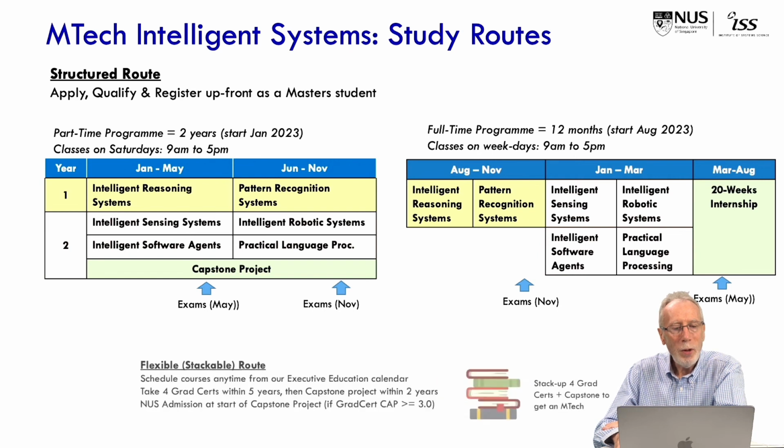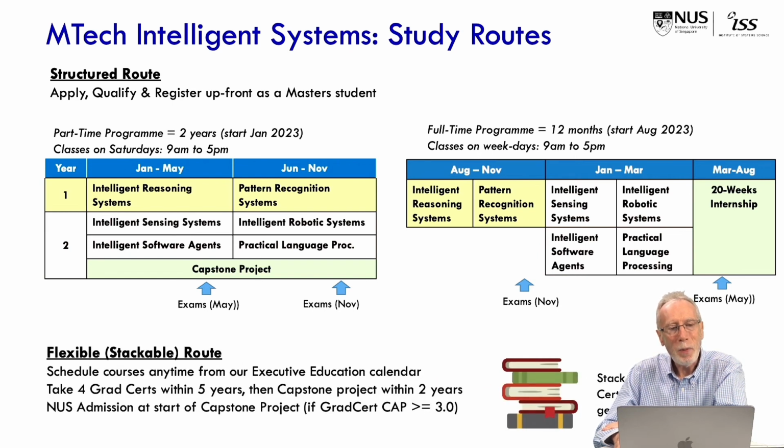So the third way of taking the master's program is through the flexible or stackable route. And with this flexible route, no need to register with NUS when you start. You simply select the individual course components from our short course executive education calendar, which is online on our website. So you have 5 years to complete the 4 grad certs. So you'd be taking about 12 4 or 5 day courses within a period of 5 years.